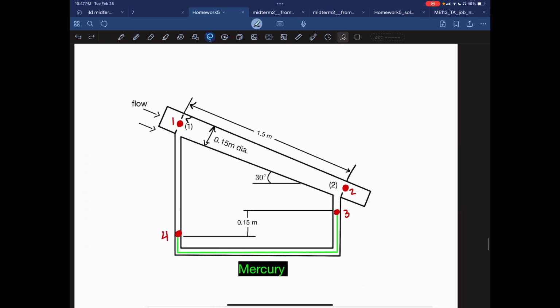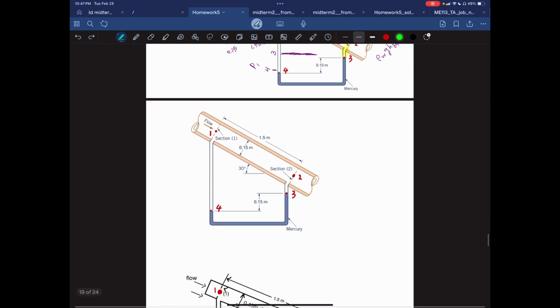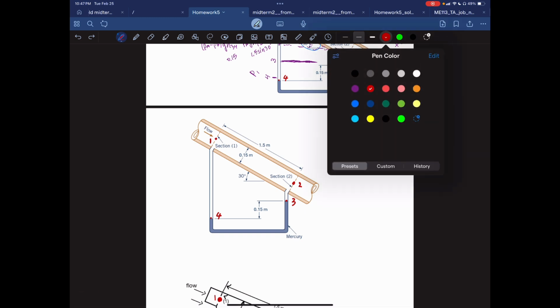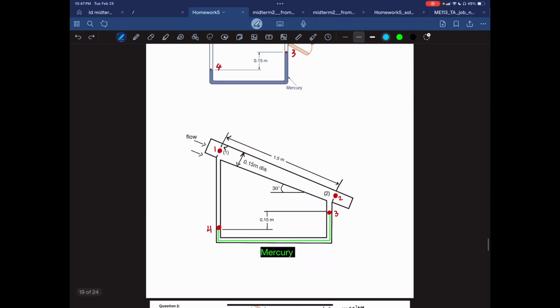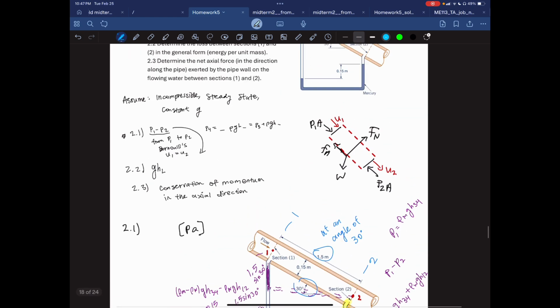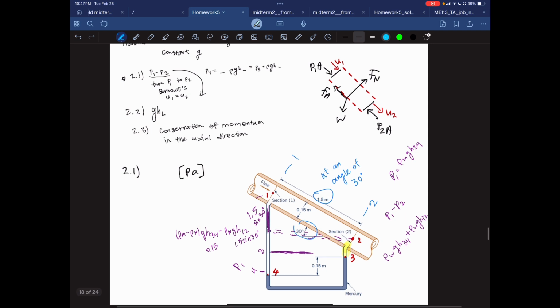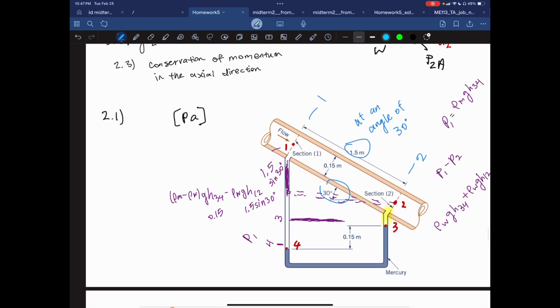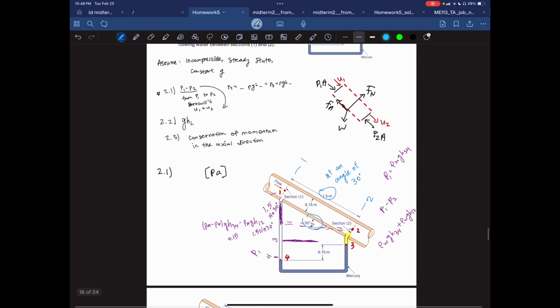Okay, so we have green as the mercury, and it's just flowing and stops right there, and then the rest will be the water flowing through the pipe. So like this. That's why for 2.1, we're going to look at the pressure differences between rho M and rho W because mercury is more dense than water, and I stated that in my notes.